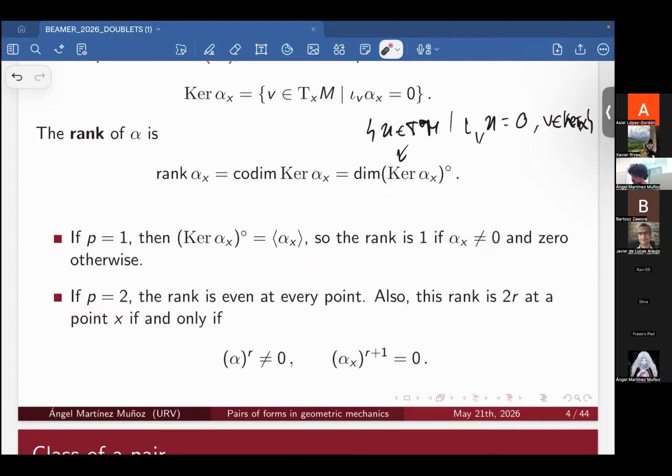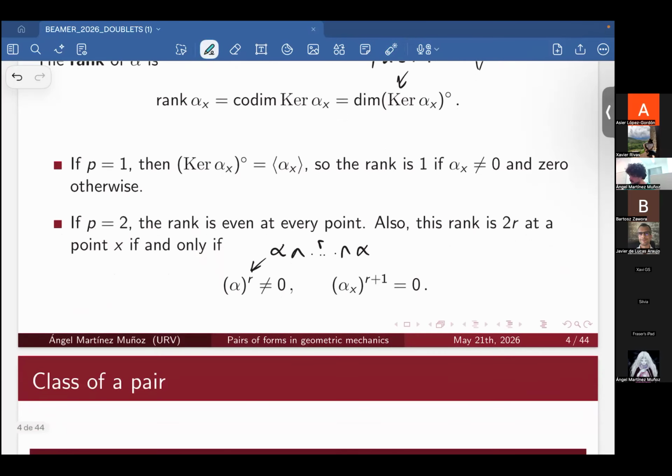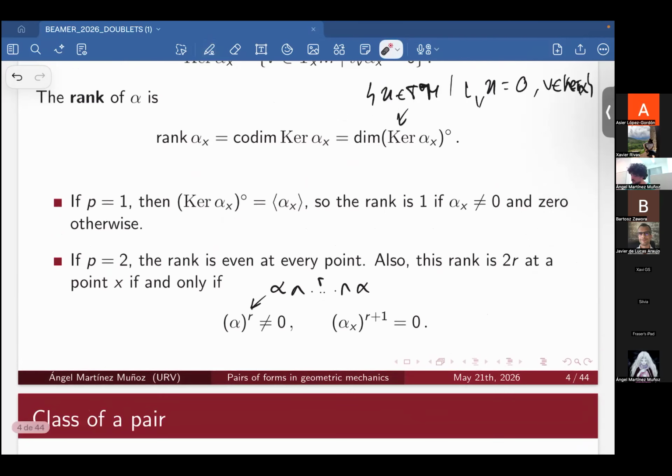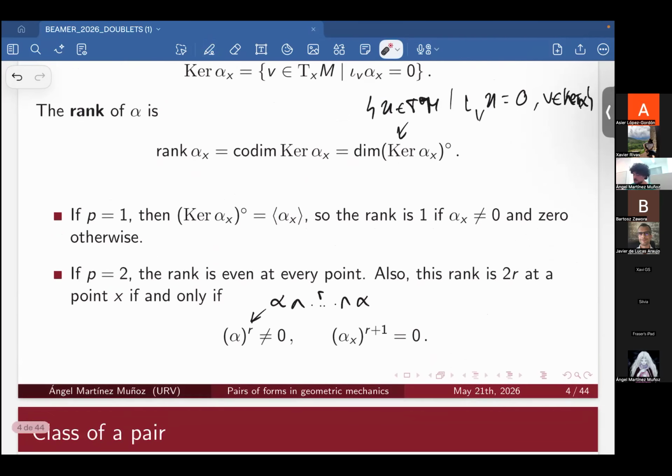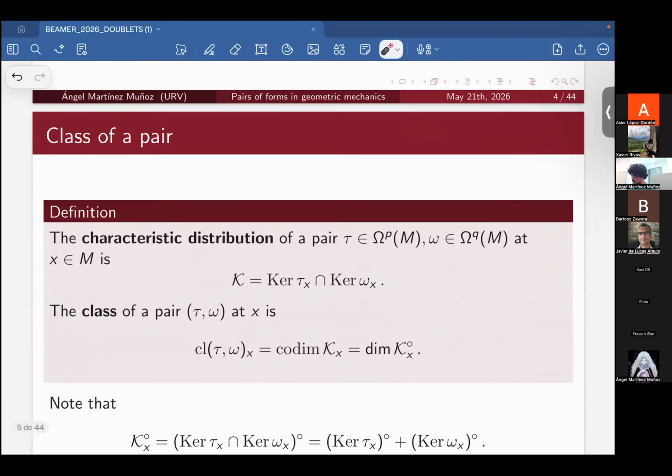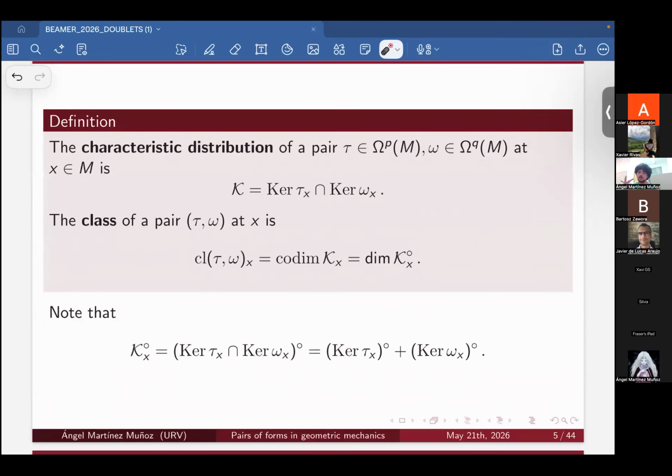And also you have these algebraic conditions that tell you what the rank is. With this notation, what we mean is just taking the wedge product r times, in case you're not familiar with that. And yeah, so you have this classification of the rank. So now, if we want to study these pairs, the relation between a 1-form and a 2-form, it will be useful to introduce this notion, which is the class.